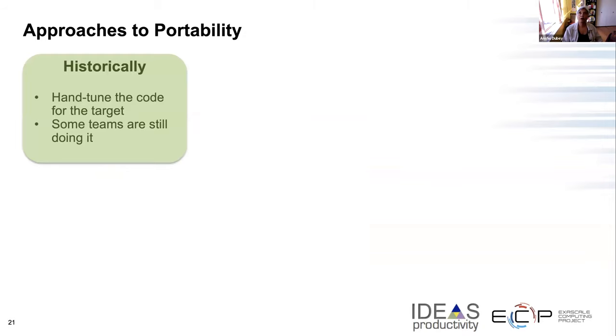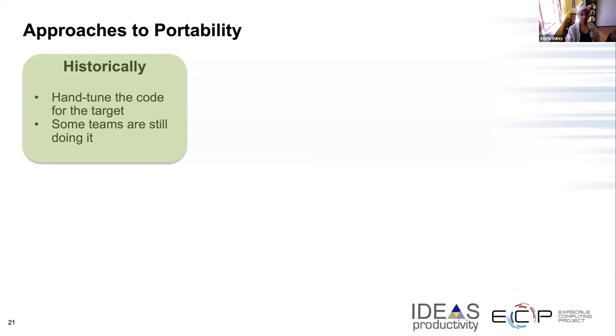So in context to that, the whole question works around portability and performance portability. Historically, when we were coding to a roughly uniform abstract machine model, we actually hand-tuned the code for the target. And some teams are still doing it, and this is the right option for some teams, because their code base is either small enough, or they have distinct hotspots in their code that are small enough that it is not too much of a tax on the team to have multiple alternative versions for different target platforms.